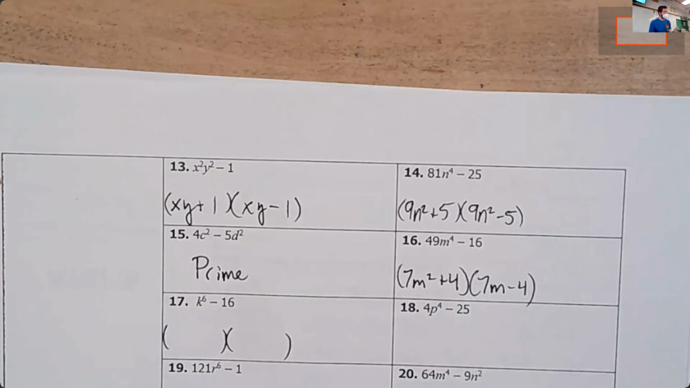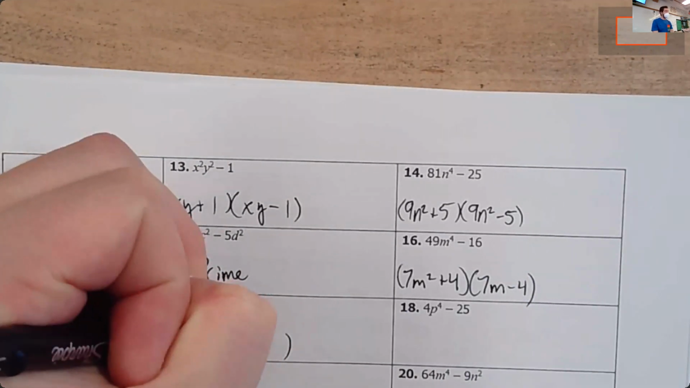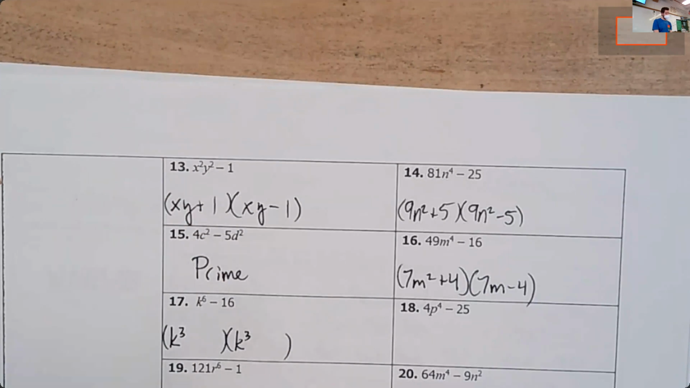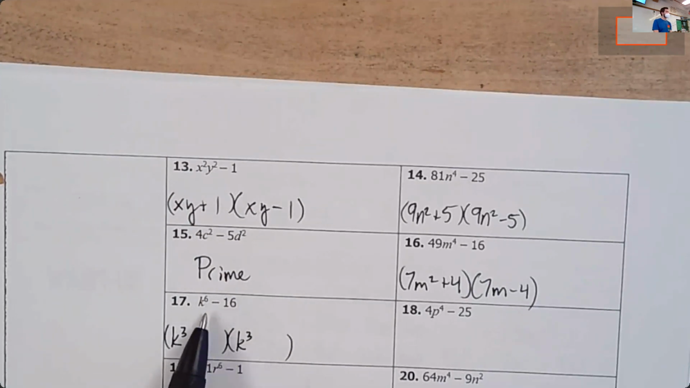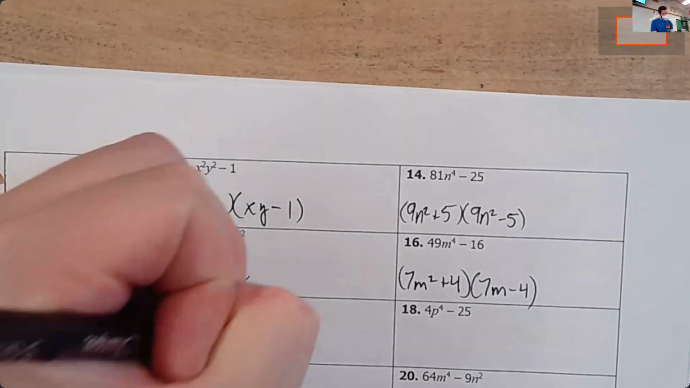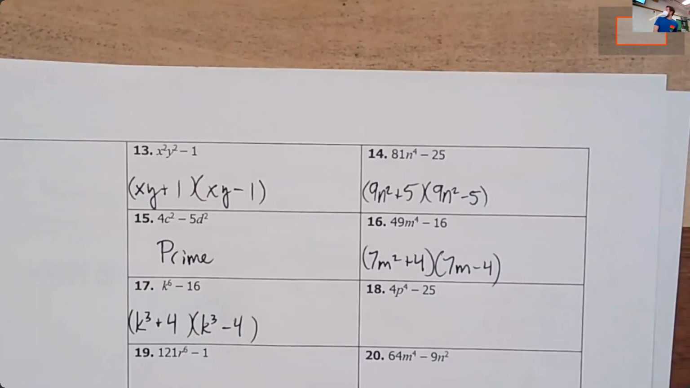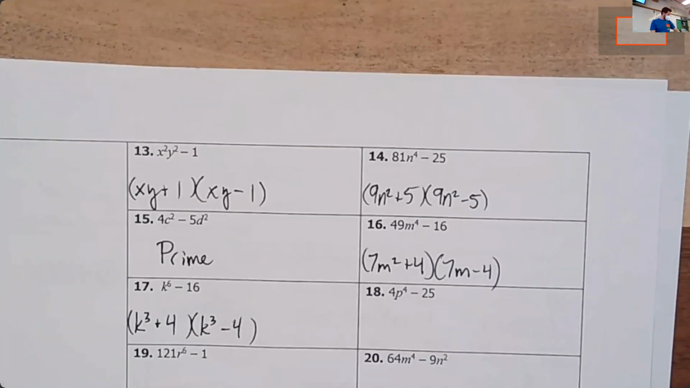K to the 3rd, good. We are not square rooting the exponent. You only square root the actual number. With the exponent, you cut it in half, because when you multiply variables, you add the exponents together. K to the 3rd times k to the 3rd is k to the 6th power because we're adding the exponents. And so we're going to get k to the 3rd plus 4 and k to the 3rd minus 4 for number 17. All right, the last 3 here before we move on to the final examples.